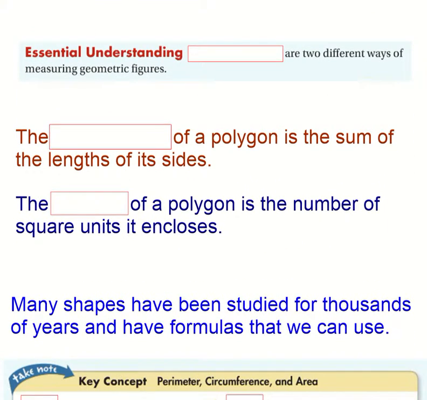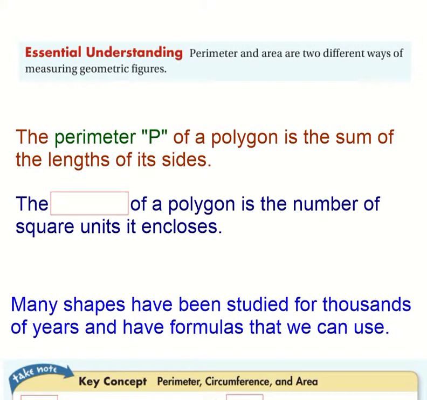And so for today, perimeter and area, you need to remember that there's two different ways of measuring geometric figures. The perimeter, or P, of a polygon is the sum of the length of its sides. And the area, A, of a polygon is the number of square units it encloses. So perimeter is like if you were to walk along the outside of a garden. Area would be how much garden space you have, how much space is inside of it.